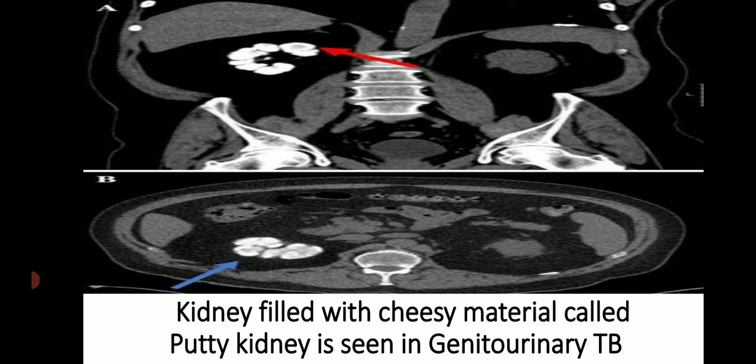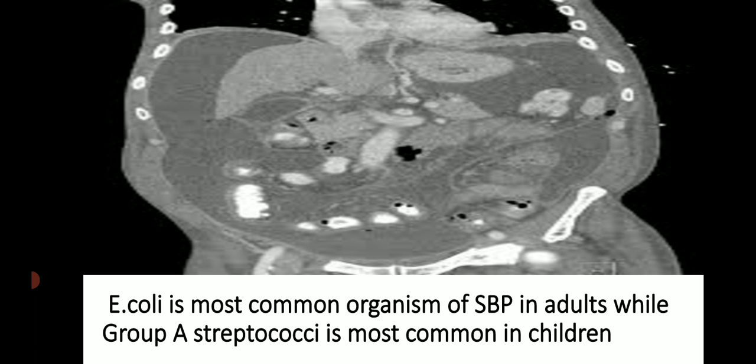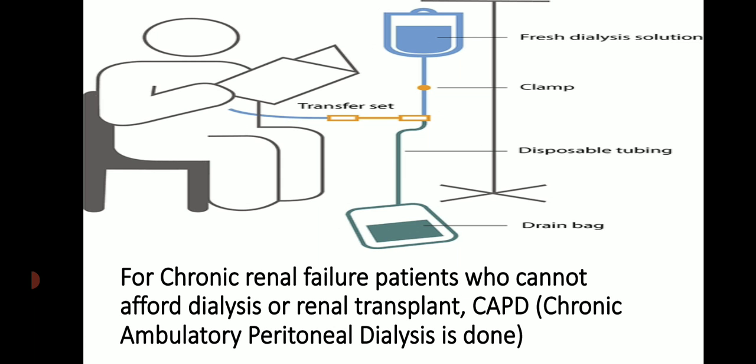Kidney filled with cheesy material, called putty kidney, is seen in genitourinary tuberculosis. E. coli is the most common organism of spontaneous bacterial peritonitis in adults, while group A streptococci is most common in children. For chronic renal failure patients who cannot afford dialysis or renal transplant, CAPD is done.